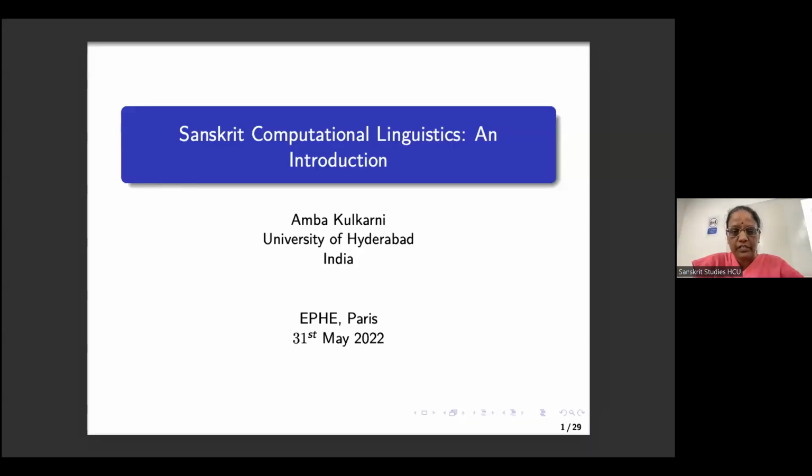Sanskrit Computational Linguistics. And later on, maybe in the next lecture, I will go in detail into how the tools are developed, the scientific angle behind it, the algorithms that are used, the linguistic issues. All those things I will go into in the next couple of lectures, but today's will be more of a general introduction to Sanskrit Computational Linguistics.